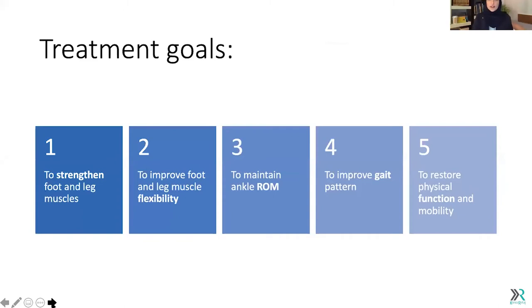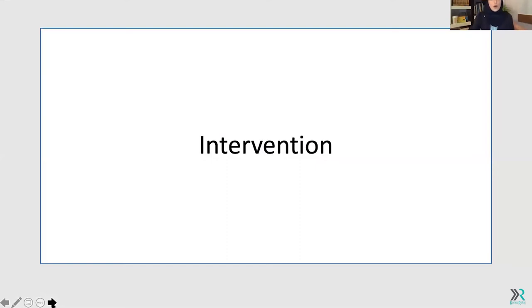Through the rehabilitation phase, we aim to strengthen the foot and leg muscles, to improve foot and leg muscle flexibility, to maintain ankle range of motion, and to improve gait pattern, all of which will help to achieve the long-term goal, that is to restore physical function and mobility. So physiotherapy interventions are focused on graded exercises and rehabilitation.